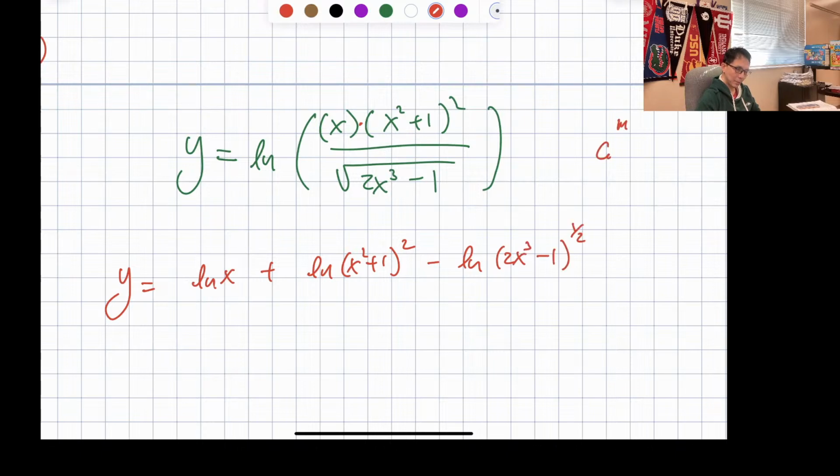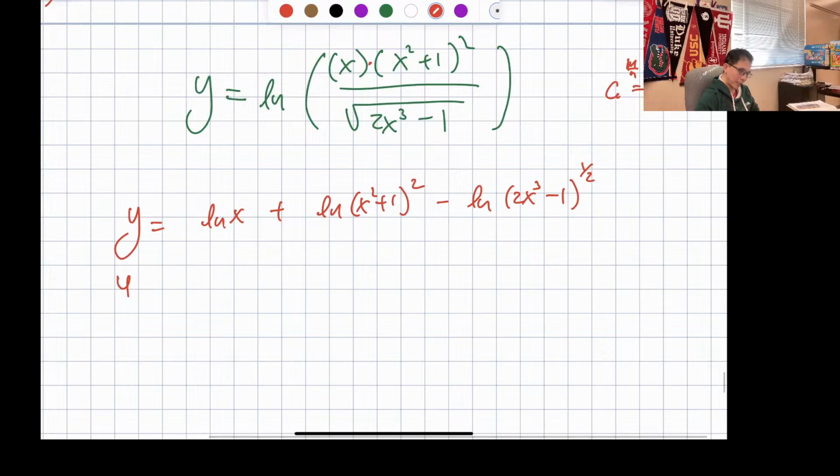Because a to the m over n is equal to the n-th root of a to the m, I can make it become a 1/2 power. I can even do one more thing. It's called the power rule. So ln of x plus 2 ln of (x squared plus 1) minus 1/2 ln of (2x cubed minus 1). Now, have I taken a derivative yet?